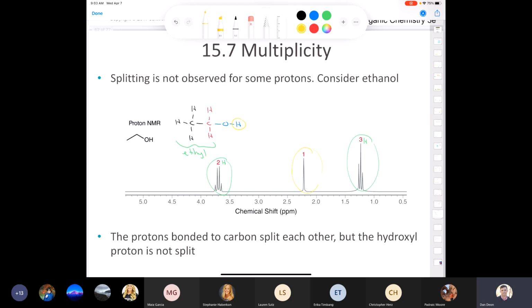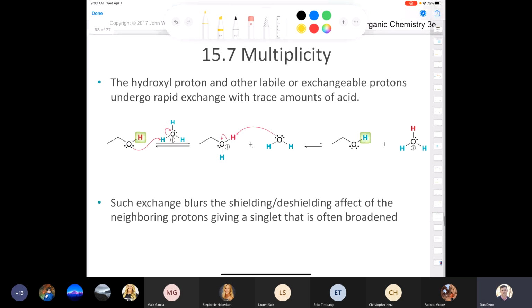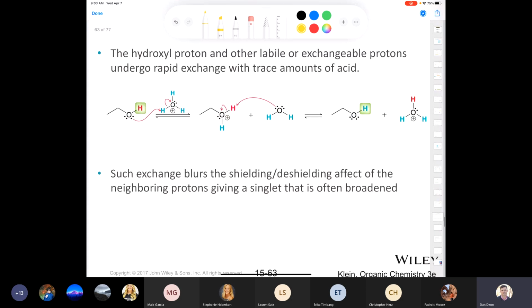And that is normal. The reason why is because the hydroxyl proton is labile and undergoes exchange with other protons in the solvent or other alcohol protons when there's even a trace amount of acid. It's kind of like the shutter speed of a camera being slower than the object that's moving. It can't capture the proton just sitting there and being split. It's kind of blurred. And so that is why we always end up with a singlet.